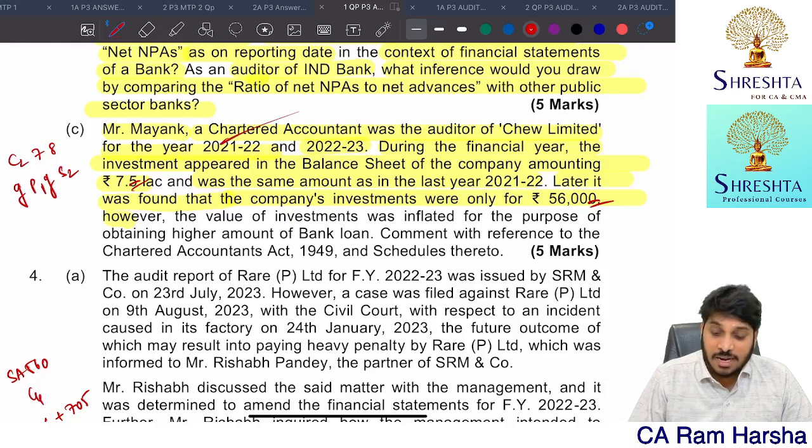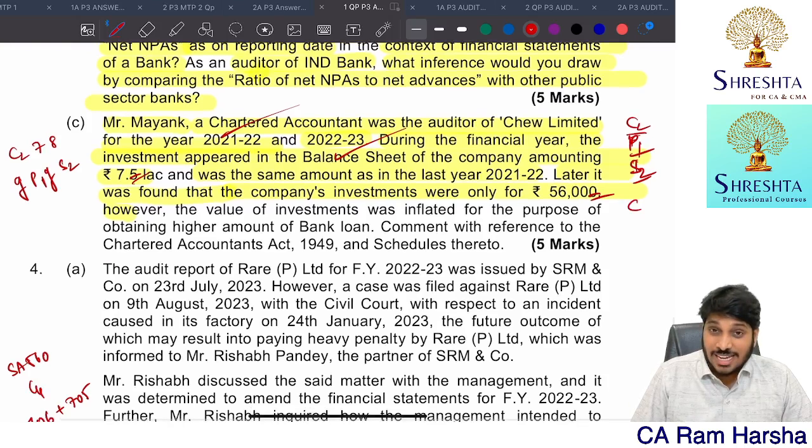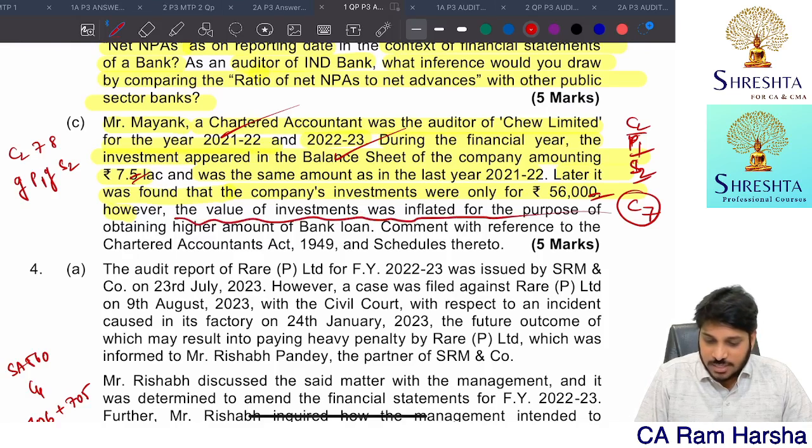You certified the last year's balance sheet. You are also certifying the current year's balance sheet. Means without verifying the evidence, you are certifying. Clause number 2, Part 1, Schedule 2 violation, and you are certifying without verifying anything. It amounts to gross negligence. The value of investment was inflated for the purpose of obtaining a higher bank loan.